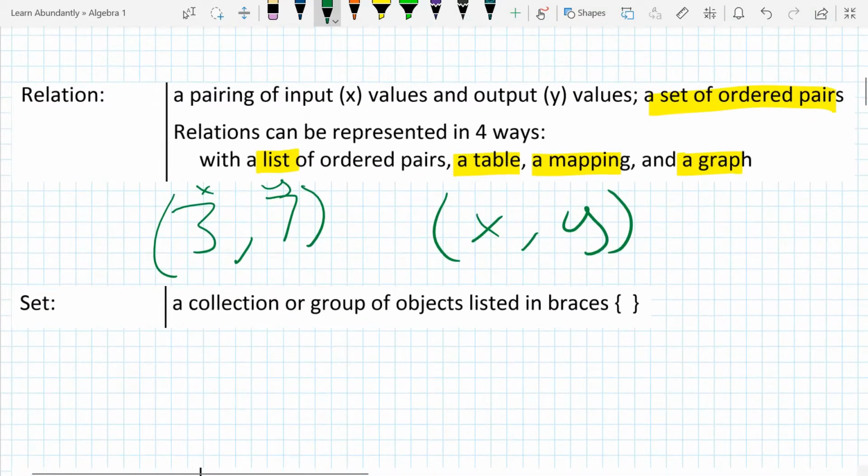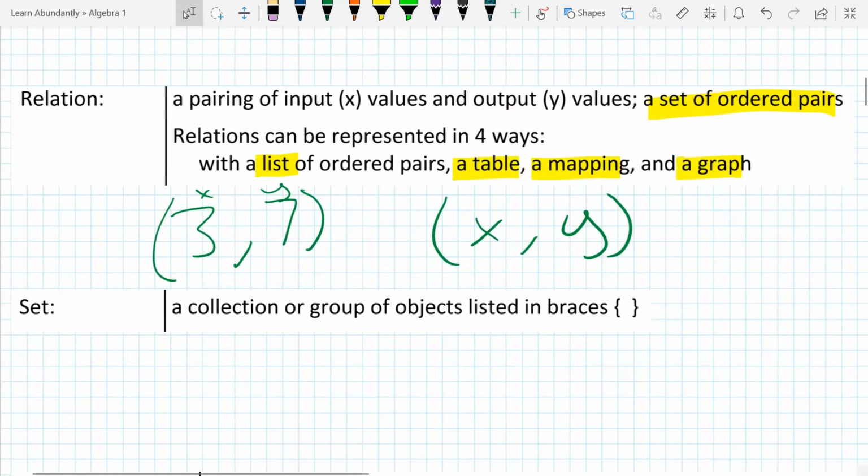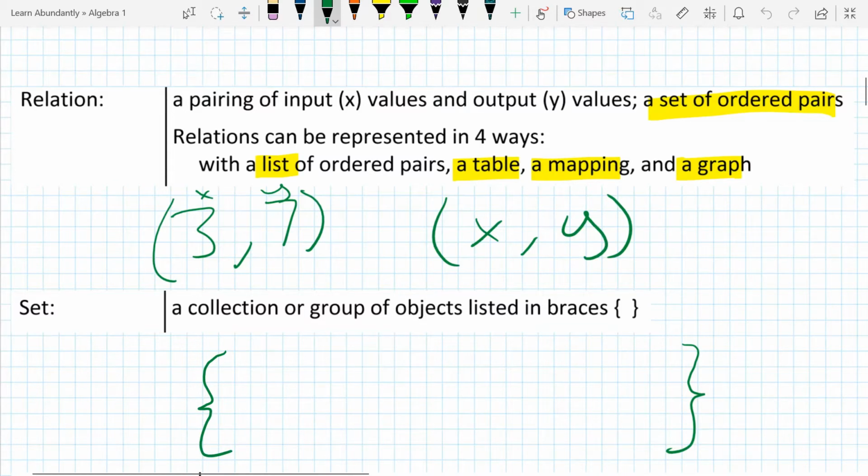Sometimes we want more than just one point, and that's where we have a set, a collection or group of objects, and we list those in braces. I sometimes call those curly braces or curly brackets, and they're kind of hard to draw, so I'm going to draw them to look kind of like this. Now, they're not parentheses, but we use these if we want to list a collection or a group of objects.